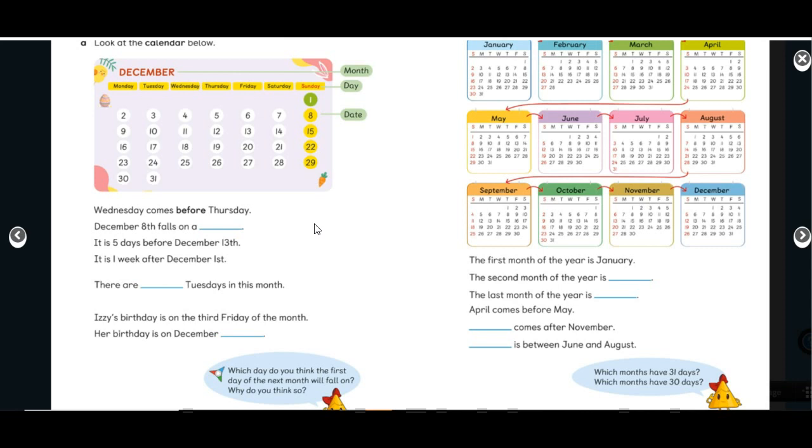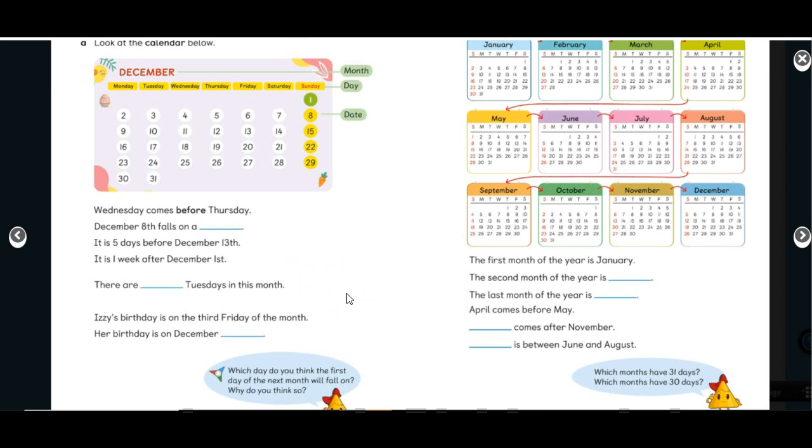There are how many Tuesdays in this month? So we look under Tuesday and see how many dates, how many numbers are under Tuesday. So we have the 3rd, the 10th, the 17th, the 24th, and the 31st. So let's count them. 1, 2, 3, 4, 5. So how many Tuesdays are in this month?